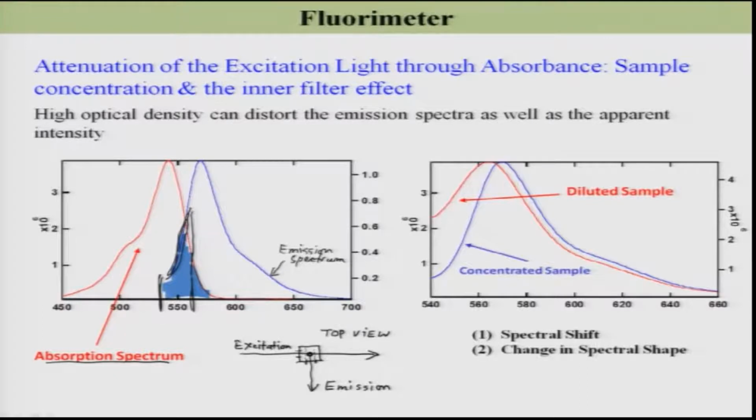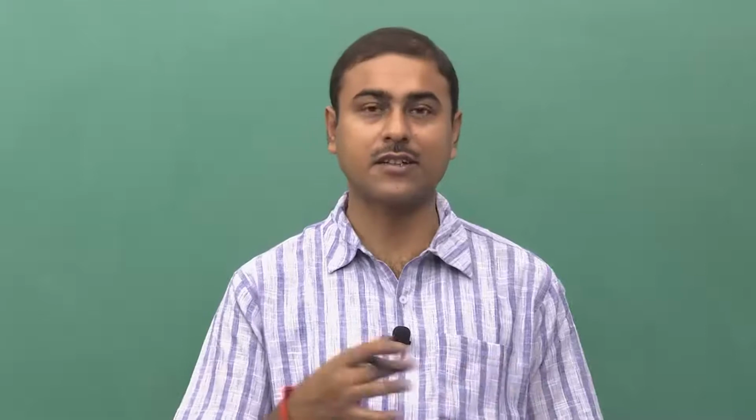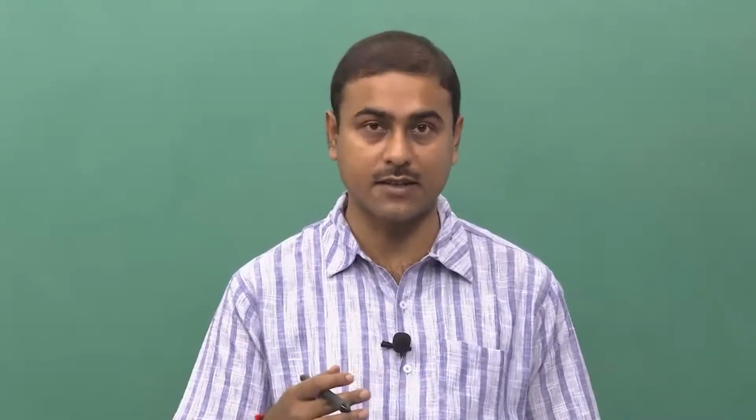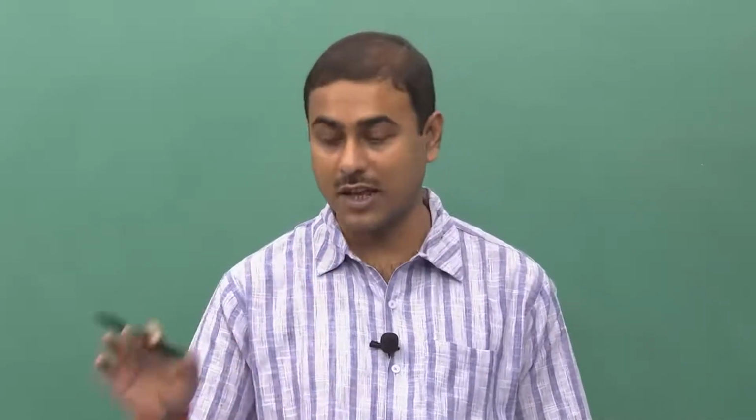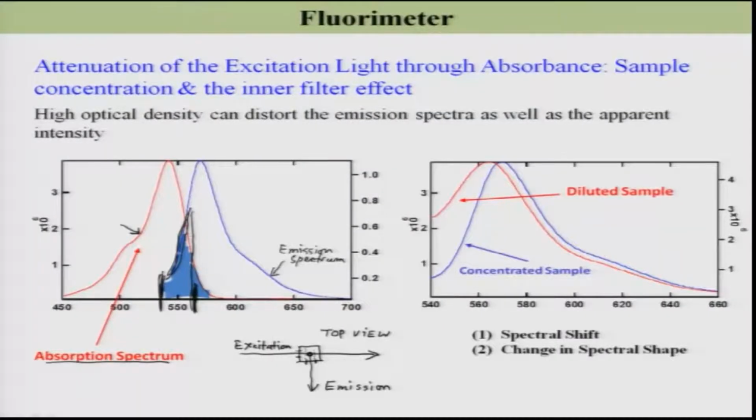So, if the concentration of your sample is high, that means absorbance is high, then the emitted photon in this wavelength window could be reabsorbed by the molecules, because you have a large amount of molecules. Those molecules that are not excited are still in the ground state, because only a fraction of the molecules can be excited from the ground state to the excited state. If you increase the excitation light intensity, then more molecules will be excited, but not all. So, those which are not excited have a certain chance of reabsorbing it.